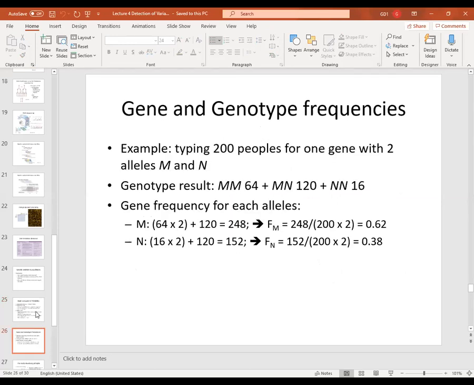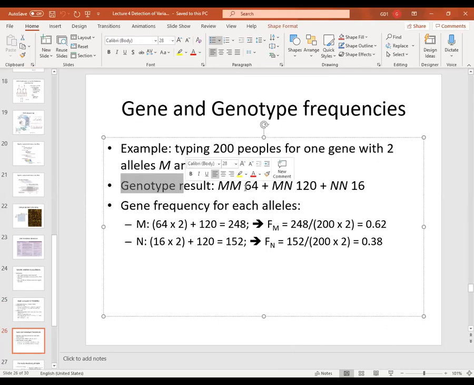Next, gene and genotype frequency, just to remind you of this part. For example, I have a research project, I have the money and the grant, and I need to investigate people with an important genotype. That gene may have a big impact on the disease outcome of that village or town. The gene has two alleles, M and N. The genotype result is 64 people with MM, heterozygote 120, and NN 16. The gene frequency of each allele is very easy to calculate. You don't need any software to do that.